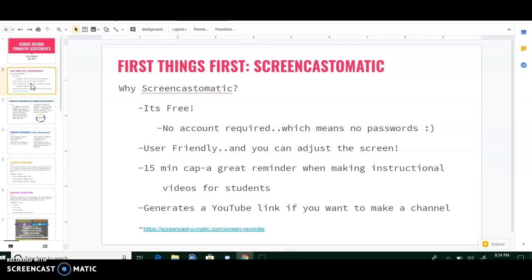Another feature I like about it is that it has a 15-minute cap on your recording, so it's a good reminder to keep your instruction short so you don't lose their attention. It also generates a YouTube link if you want to make a channel to keep all of your videos and organize them that way.